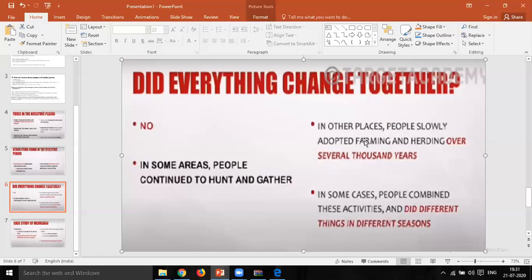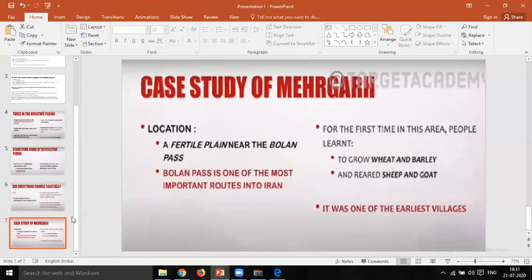Now what actually happened in the Neolithic will be known by the study of Mehrgarh. So let's study the case study of Mehrgarh. What was the case study of Mehrgarh? Let's see first the location of Mehrgarh.